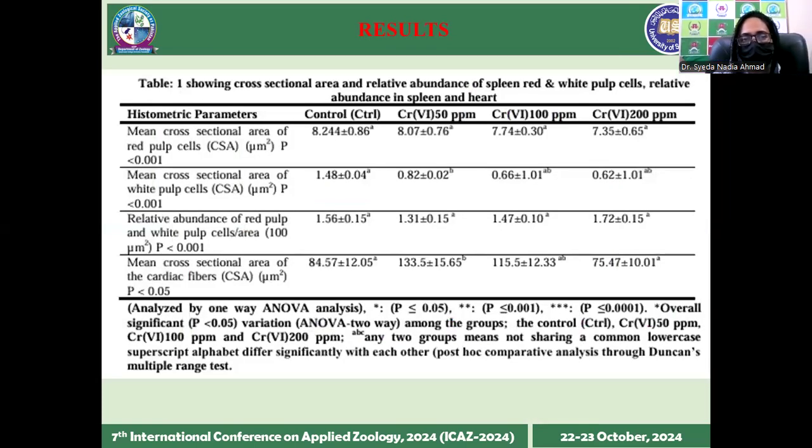Table 1 shows us the morphometric data of spleen and the heart, where histometric parameters were measured, like mean cross-sectional area of red pulp cells and mean cross-sectional area of white pulp cells, mean abundance and relative abundance of RBCs and WBCs per unit area, and mean CSA of the cardiac fibers.